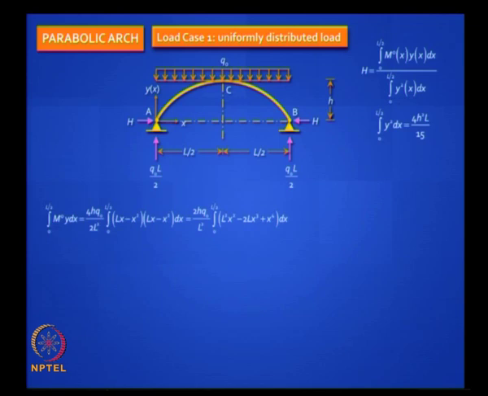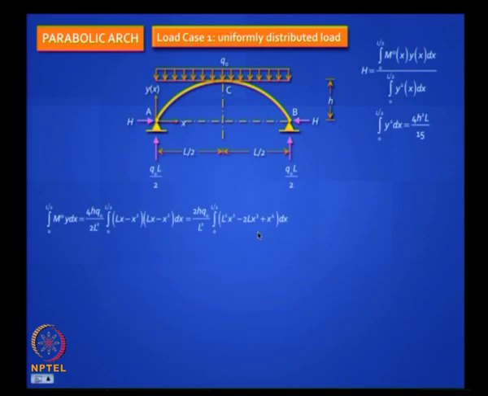Okay. So this is an easy integration to do. M naught, you can see that the support reaction is Q naught L by 2. So if you cut a section anywhere in a simply supported arch, it will be Q naught L by 2 into x minus Q naught x squared by 2. You can really work this out, it will reduce to this form. Please check it out at your convenience.